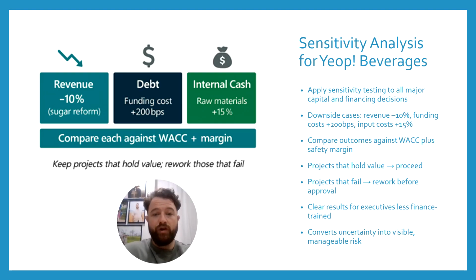Sensitivity analysis for Yope Beverages. For Yope, sensitivity analysis should sit alongside every major capital and financing decision. Test downside cases such as a 10% revenue fall from sugar reform, a 200 basis point rise in funding costs, or a 15% increase in raw material prices. Compare each case against WACC plus a safety margin. Projects that still add value under these shocks are strong candidates. Projects that fail must be reworked before approval.